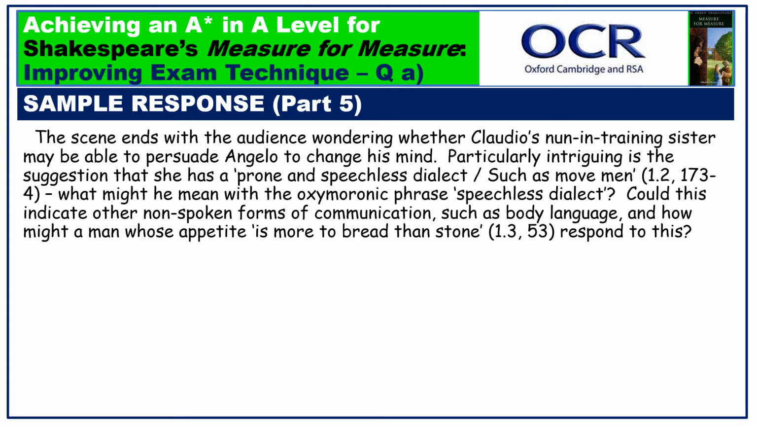The scene ends with the audience wondering whether Claudio's nun-in-training sister may be able to persuade Angelo to change his mind. Particularly intriguing is the suggestion that she has a prone and speechless dialect such as move men. What might he mean with the oxymoronic phrase speechless dialect? Could this indicate other non-spoken forms of communication, such as body language? And how might a man whose appetite is more to bread than stone respond to this?